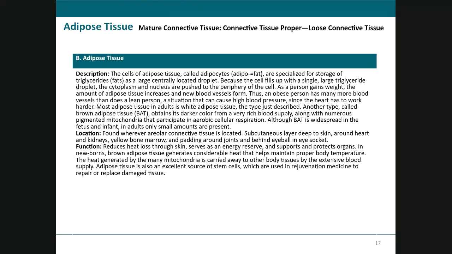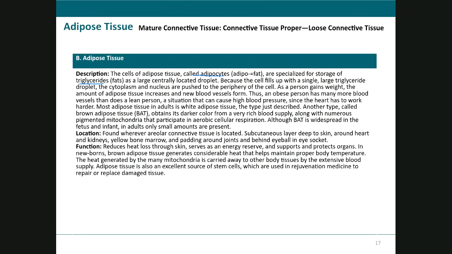Adipose connective tissue is a form of loose connective tissue, and these have cells called adipocytes. The important thing about an adipocyte is that it stores triglycerides, or fat. Also, it serves as a protector around a lot of our important and sensitive organs.